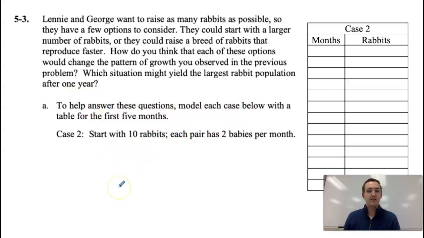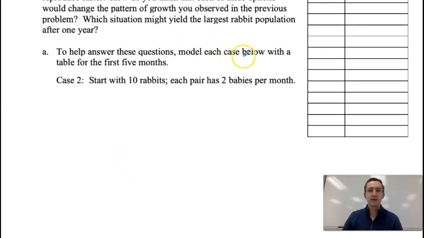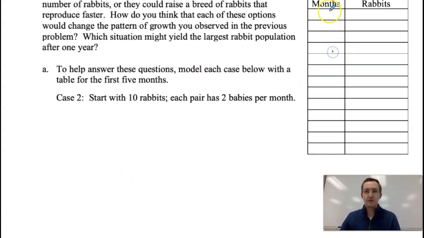We're going to start with 10 rabbits, and then each pair has 2 babies per month. So let's start with a diagram again. In our table, we can probably label our months because we know we're going to have the same pattern over here: 0, 1, 2, 3, 4, 5, 6, 7, 8, 9, 10, 11, and 12 months. If we're starting with 10 rabbits, we've got to figure out how many we're going to have at the end of a year, when each pair has 2 babies per month.